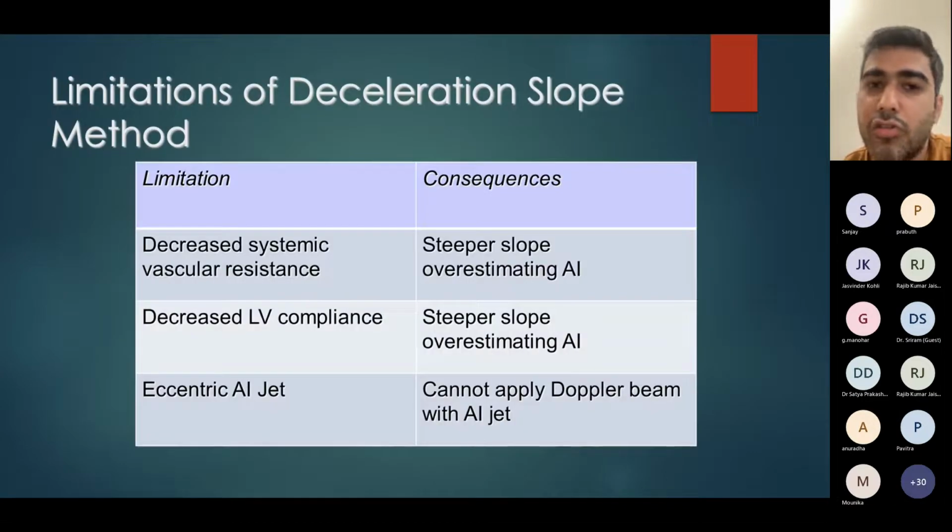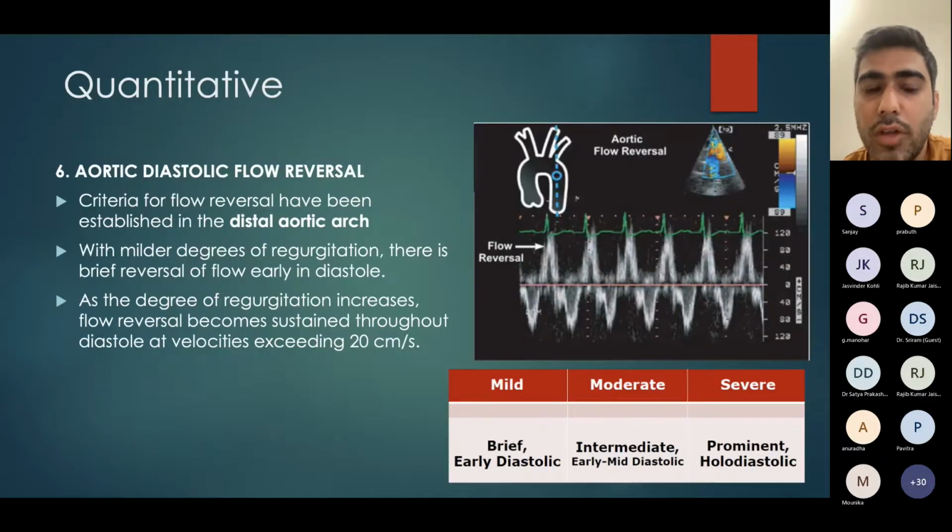There are certain limitations of the deceleration slope method. First and foremost, it is affected by the SVR. In cases of decreased SVR, such as sepsis or the effect of various drugs, it would have a steeper slope and overestimate the aortic insufficiency. In cases of decreased LV compliance, as in acute AR, there would be a steeper slope, which would again overestimate the aortic insufficiency. And in cases of eccentric jets, we cannot align the Doppler beam with the jet, and it would be inaccurate.